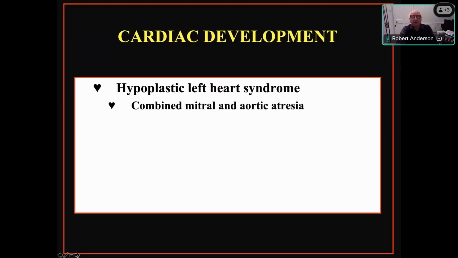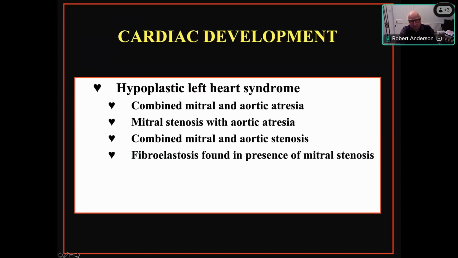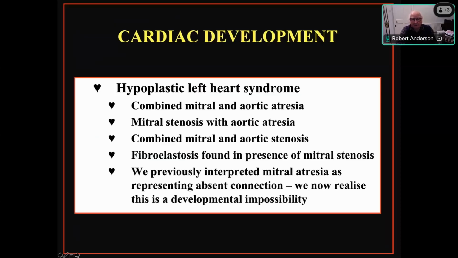At the worst end, we have combined mitral and aortic atresia. Then we can have mitral stenosis with aortic atresia. As things get a little bit better, but still bad, we can have combined mitral and aortic stenosis. And at the best end, we can have the so-called hypoplastic left heart complex. But in most of these, in the presence of mitral stenosis, we find fibroelastosis in the left ventricle.